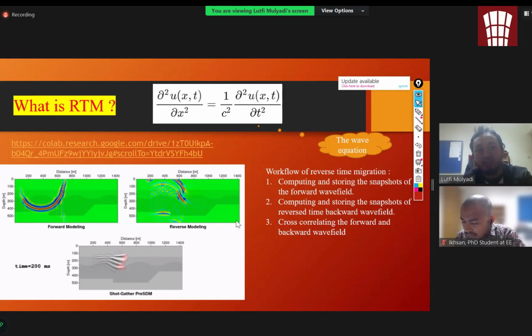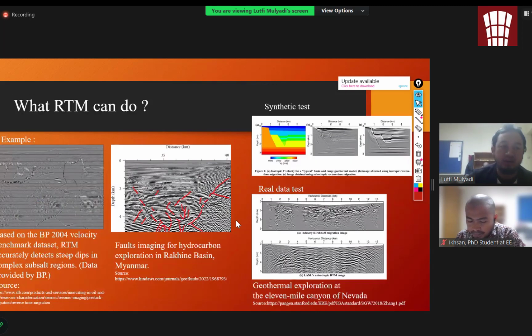What can RTM do here? We have examples of three different kinds. The first one is from BP, which is subsalt imaging. It can detect steep dips in the complex subsalt region. Reverse time migration can also image for hydrocarbon exploration, such as fault imaging, since faults act as traps for hydrocarbons.